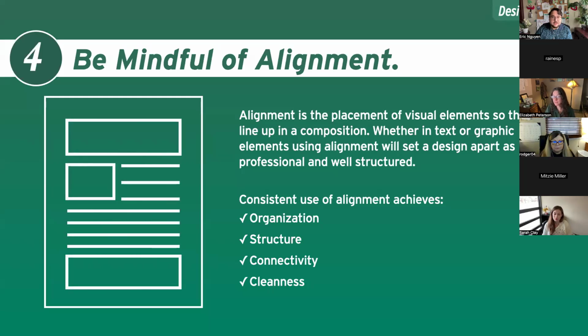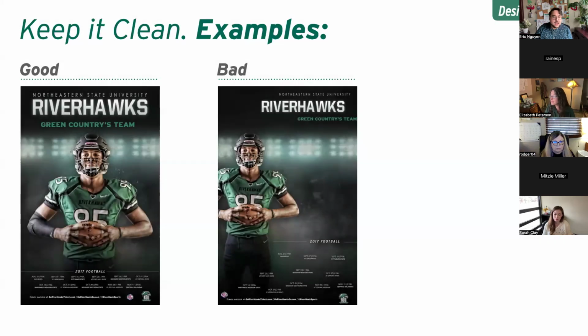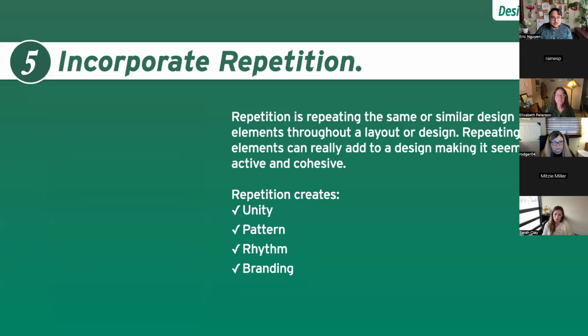Number 4, be mindful of alignment. Alignment is the placement of visual elements so that they line up in a composition. Consistent use of alignment achieves organization, structure, connectivity, and cleanness. Here are some examples. On the good, it has a center alignment that makes it easy for the viewer's eye to follow down throughout the poster, while on the bad, there is no real set alignment, so you have to look up in the left and then to the side, and then it just bounces back and forth.